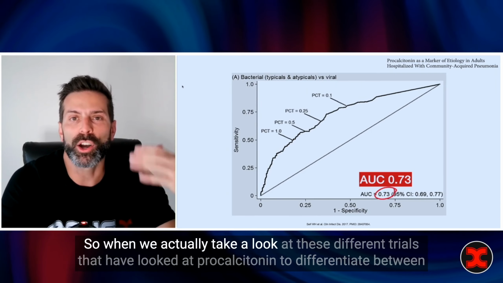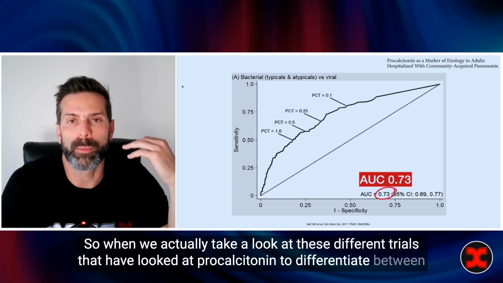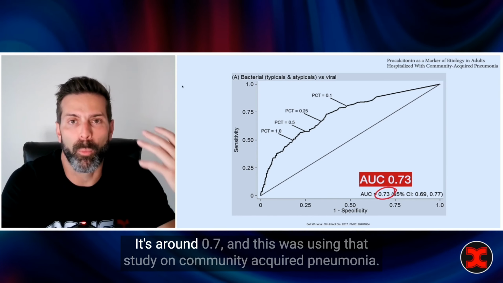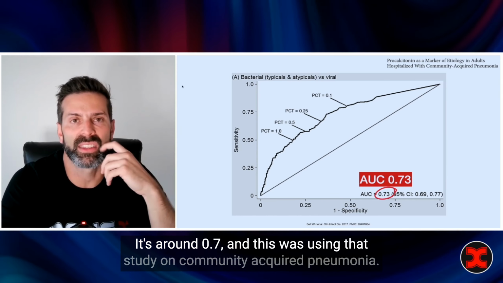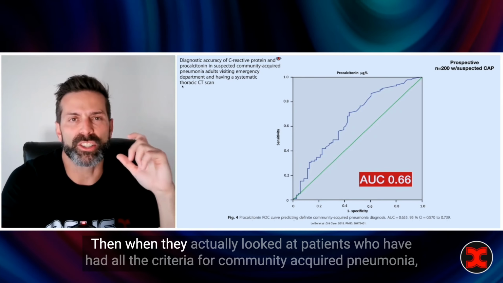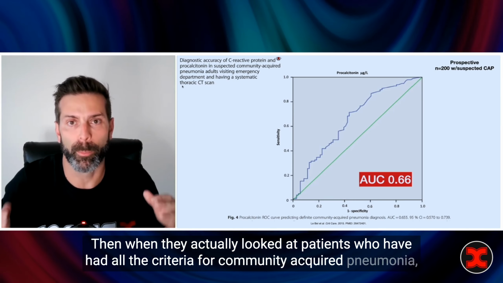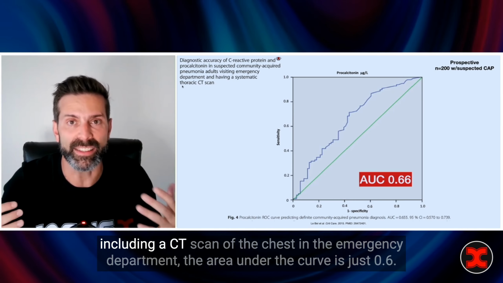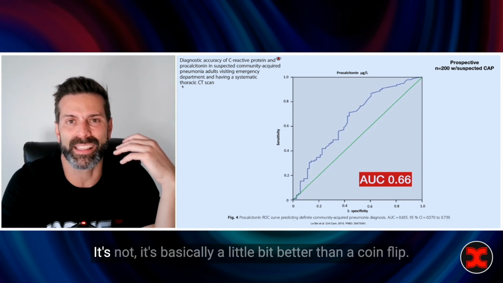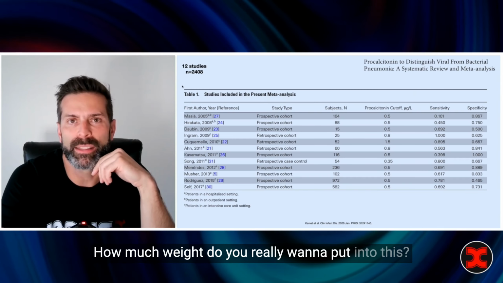So when we actually take a look at these different trials that have looked at procalcitonin to differentiate between bacterial and viral infection, the AUC is not very good. It's around 0.7, and this was using that study on community-acquired pneumonia. Then when they looked at patients who had all the criteria for community-acquired pneumonia, including a CT scan of the chest in the emergency department, the area under the curve is just 0.6. It's basically a little bit better than a coin flip. How much weight do you really want to put into this?